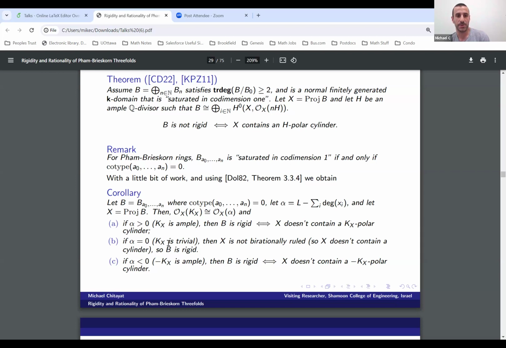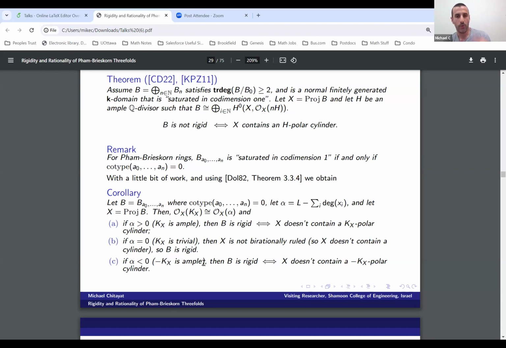If alpha is 0, the canonical divisor is trivial, and X is not even birationally ruled. And so in particular, X doesn't contain a cylinder, and so B is necessarily rigid. And finally, if alpha is negative, the anti-canonical divisor is ample, and B is rigid if and only if X doesn't contain an anti-canonical polar cylinder.